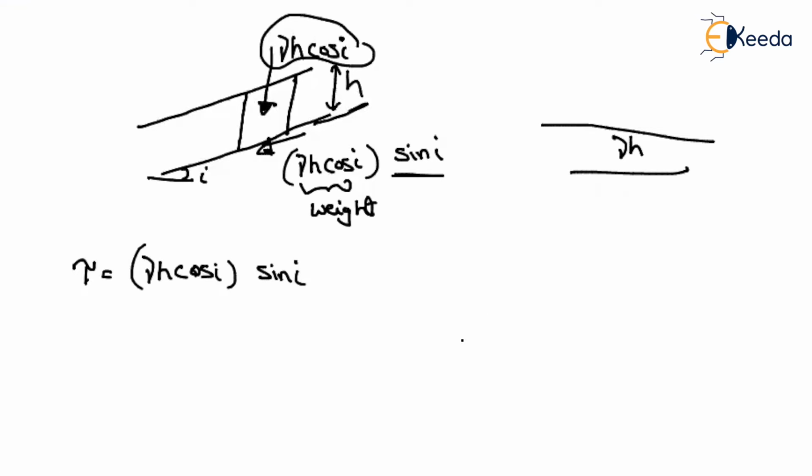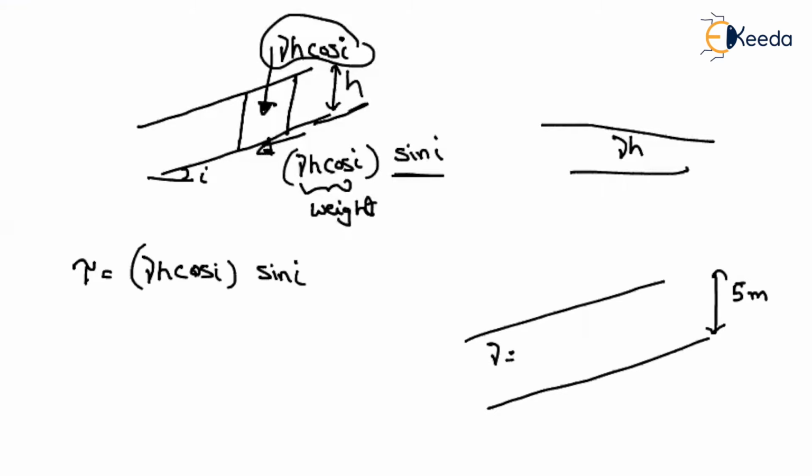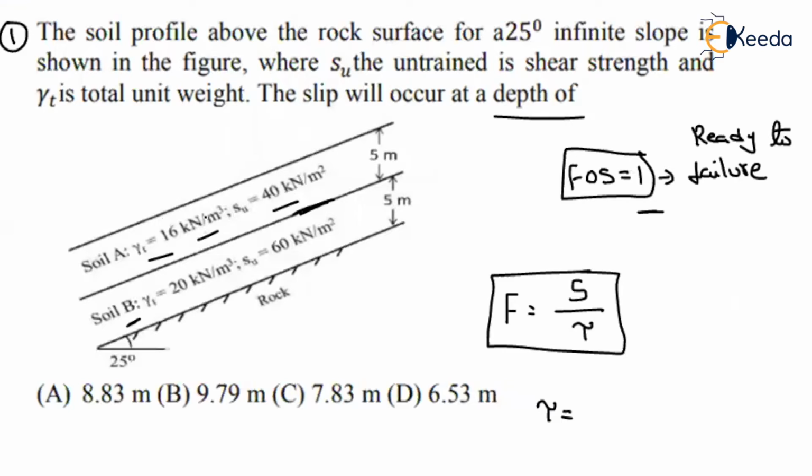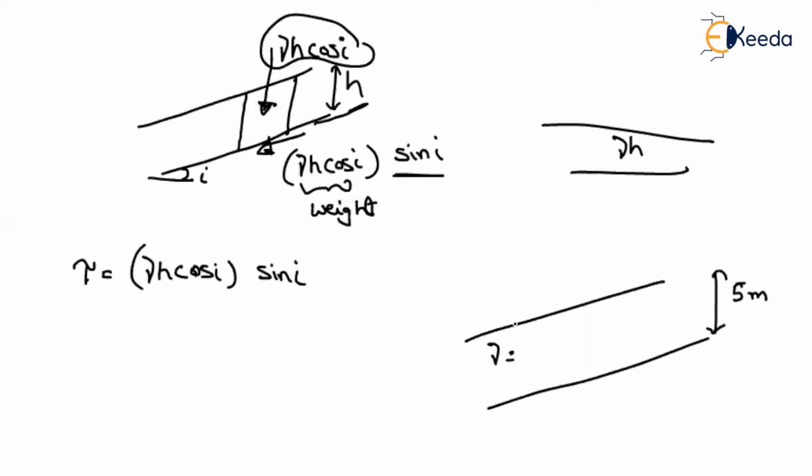Okay. Now, let us say first you are finding the factor of safety at the junction of those two layers. So what is the depth of soil A? 5 meters. And what about the gamma value given? Gamma value is given as 16 and the shear strength Su is 40. Now, what about the shear strength? Directly we know that it will be equal to 40.